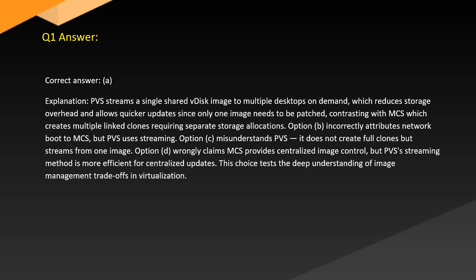Option B incorrectly attributes network boot to MCS, but PVS is streaming. Option C misunderstands PVS. It does not create full clones, but streams from one image. Option D wrongly claims MCS provides centralized image control, but PVS's streaming method is more efficient for centralized updates. This choice tests the deep understanding of image management trade-offs in virtualization.